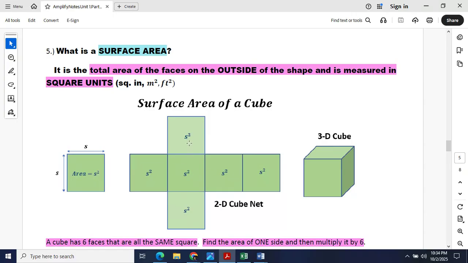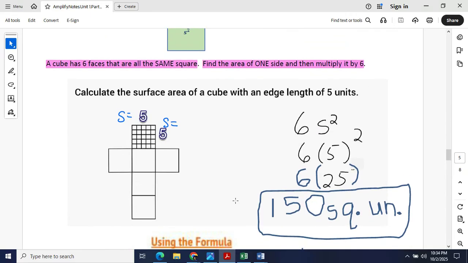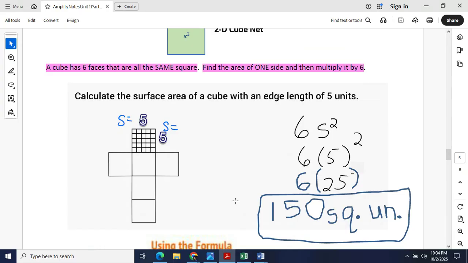And all 6 sides have that. So the formula for surface area of a cube, you can actually just take the area of one square, which is S to the second power, times 6. Here it would be 5 times 5 is 25, times 6, because all of them have an area of 25. And 25 times 6 is 150 square units.